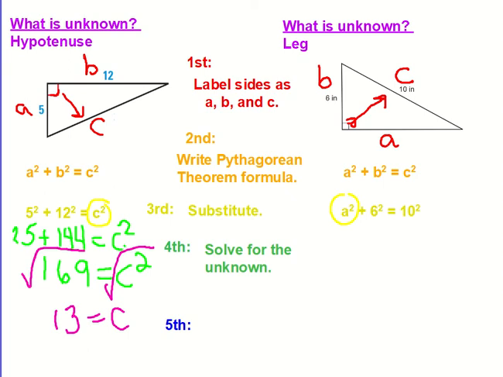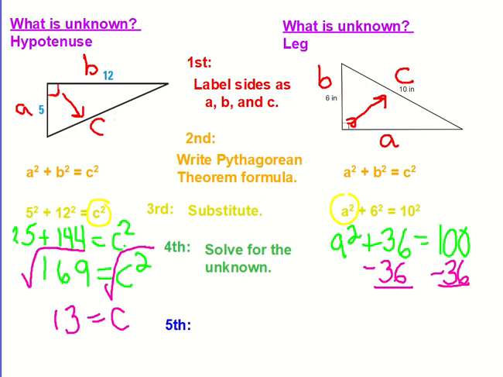Well, first evaluate the squares. So we have A squared plus 6 squared, which is 36, equals 10 squared, which is 100. Here we have to go through and subtract. The opposite of adding, we have to undo adding 36, so we're going to subtract 36. The 36s cancel, bring down our A squared, and then do our subtraction over here. 100 minus 36 is 64.